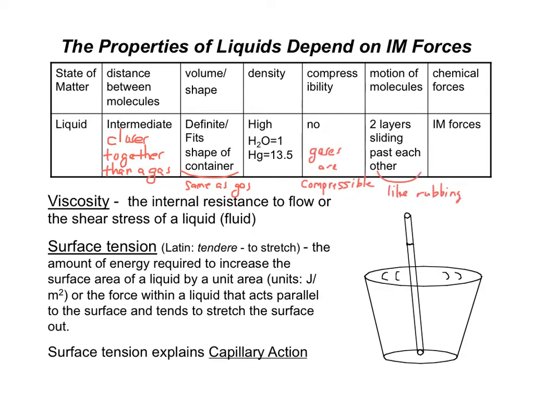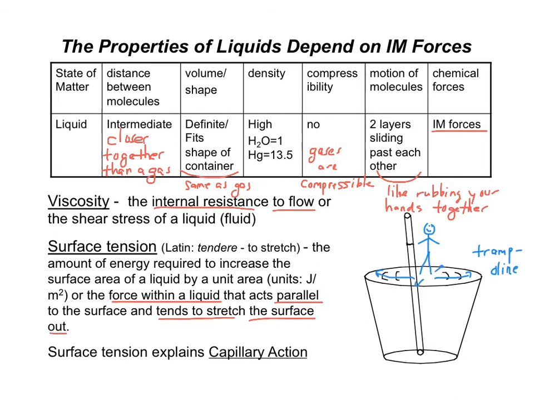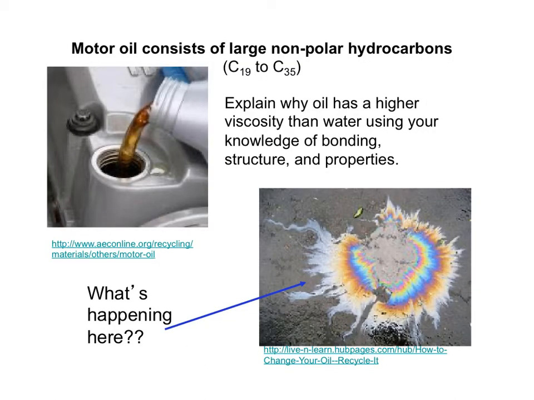Imagine rubbing your hands, that's the motion of liquids. And intermolecular forces exist between liquid molecules. The liquid properties of viscosity and surface tension depend on intermolecular forces. Viscosity is the internal resistance to flow. Surface tension is the force within a liquid that acts parallel to the surface and tends to stretch the surface out. It's like standing in the middle of a trampoline. The surface stretches out. Oil has a higher viscosity than water.